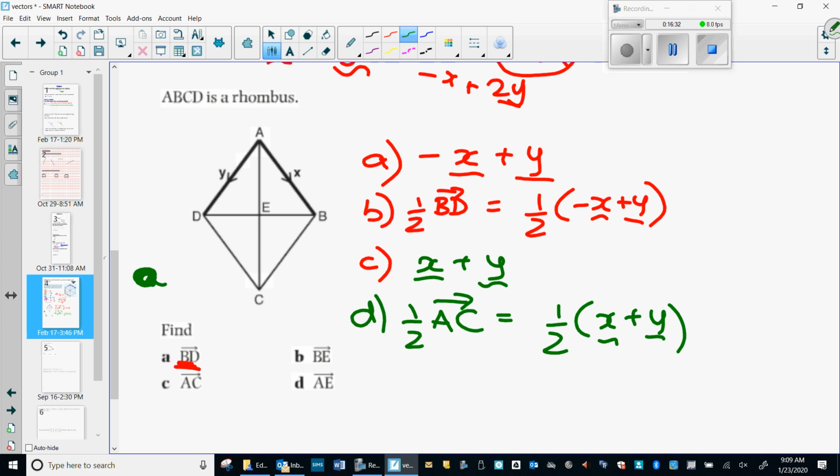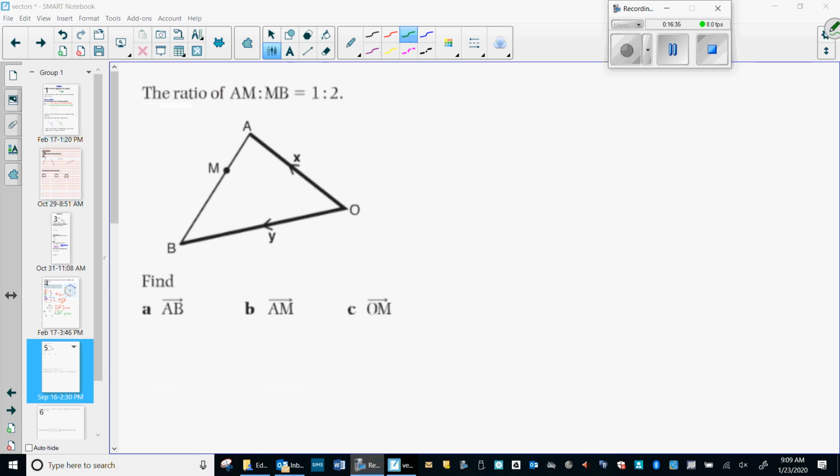Figured out A to C. So here we go, now you can go A to C. All right, okay, so these ones often throw people into a bit of a loop. Okay, it says here, so here's a diagram.